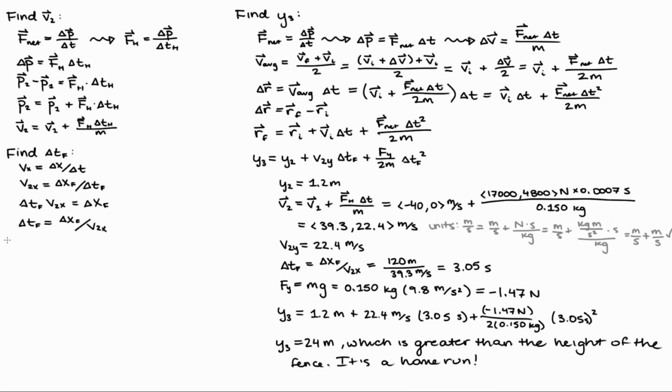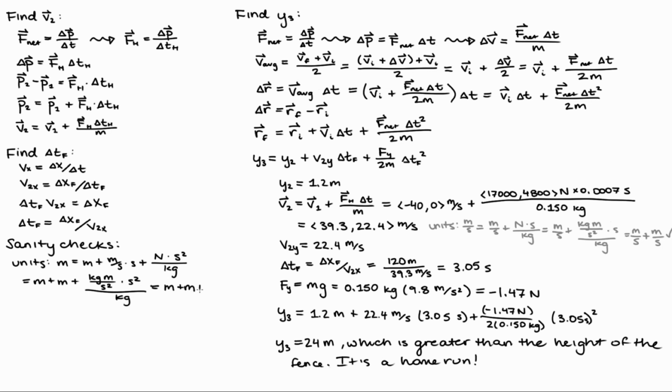Now we must check our answer. For our units check, we know that y3 will be in units of meters, y2 in units of meters, v2y in units of meters per second, and delta t in units of seconds. The force on the baseball is in units of newtons, delta t squared gives units of seconds squared, and the mass of the baseball has units of kilograms. Once again, we can split the newton into kilogram meters per second squared, and we see that both the seconds cancel and the kilograms cancel. This leaves us with an addition of meters, which checks out.